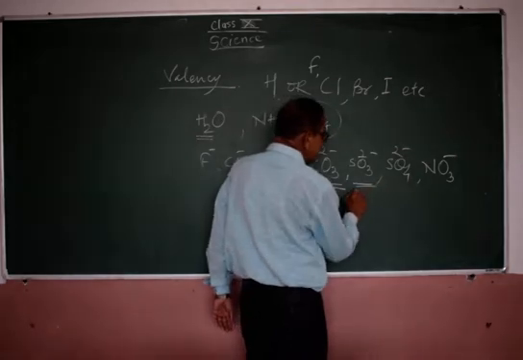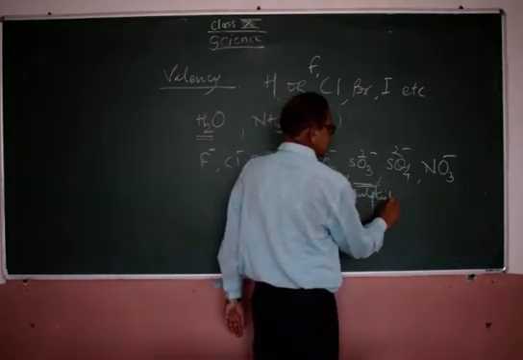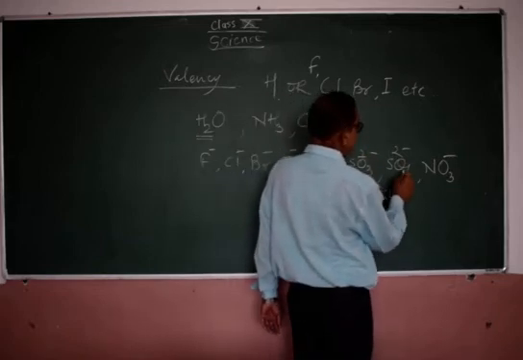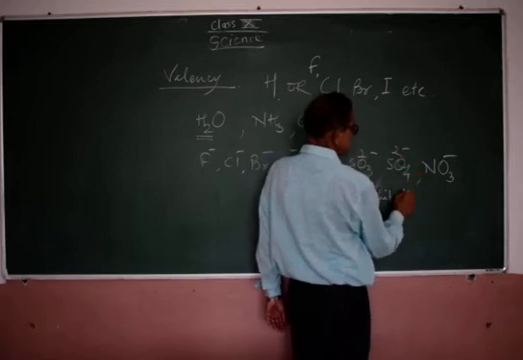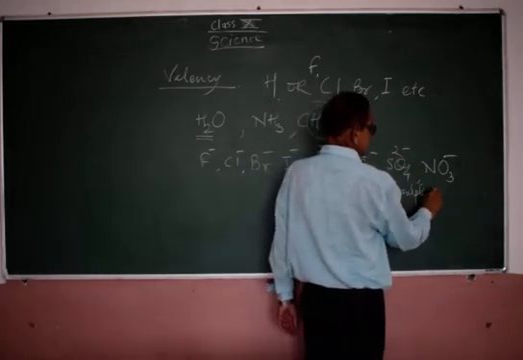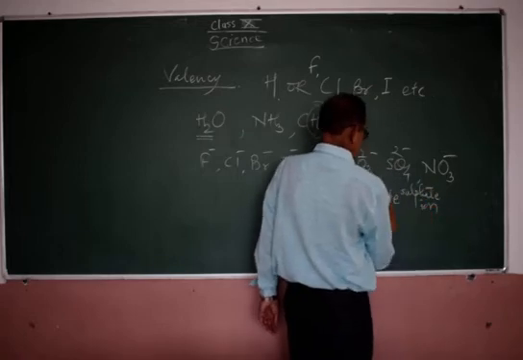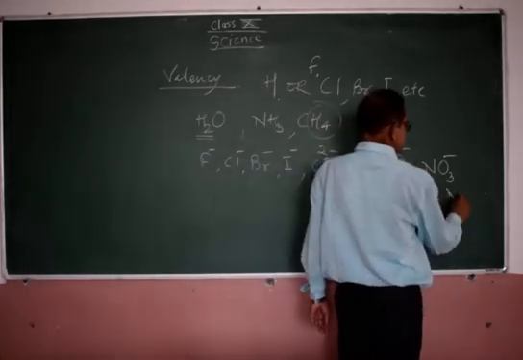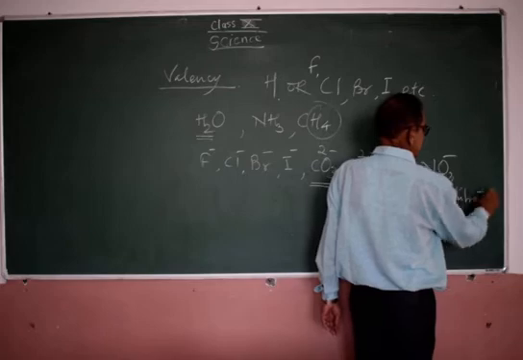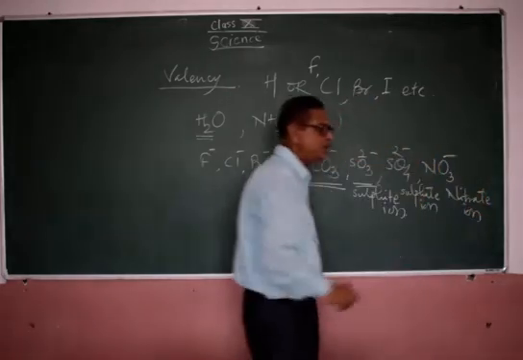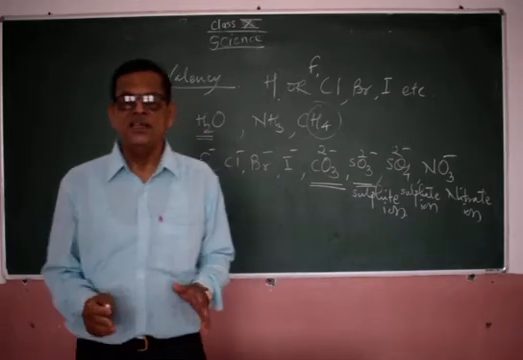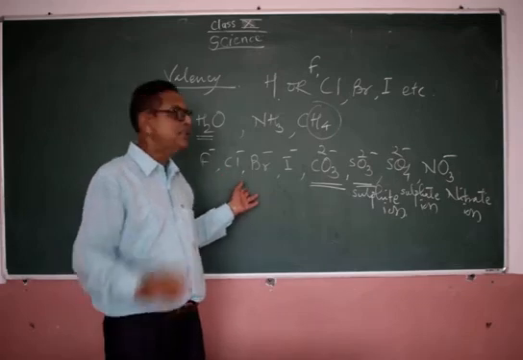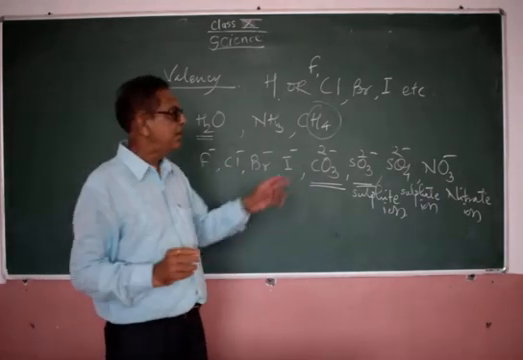The sulfide ion, the sulfide radical, has valency -2. Then the sulfate ion has valency -2, or you can say 2. The nitrate ion has valency 1. So in this way we can define the valency in various ways, and therefore we can say that the valency of an element is variable.